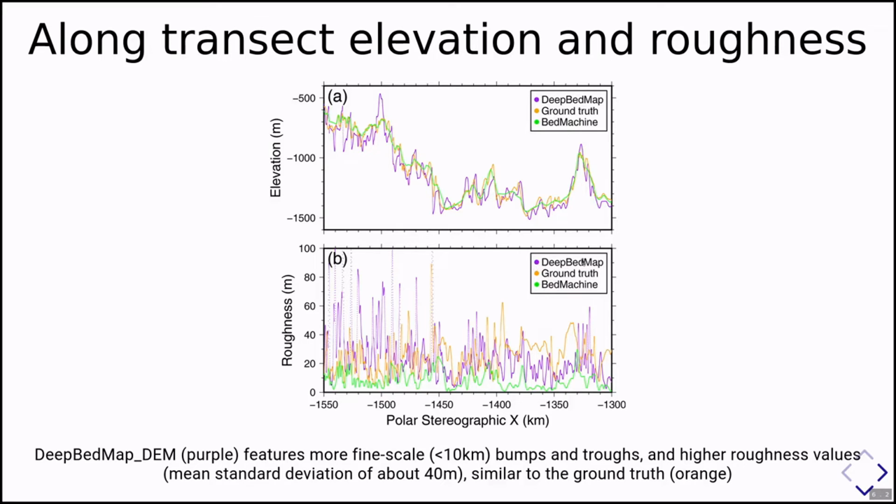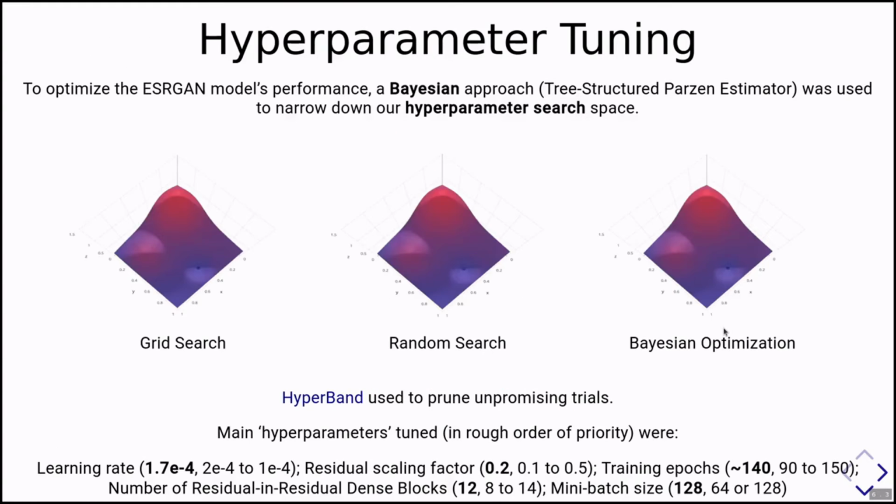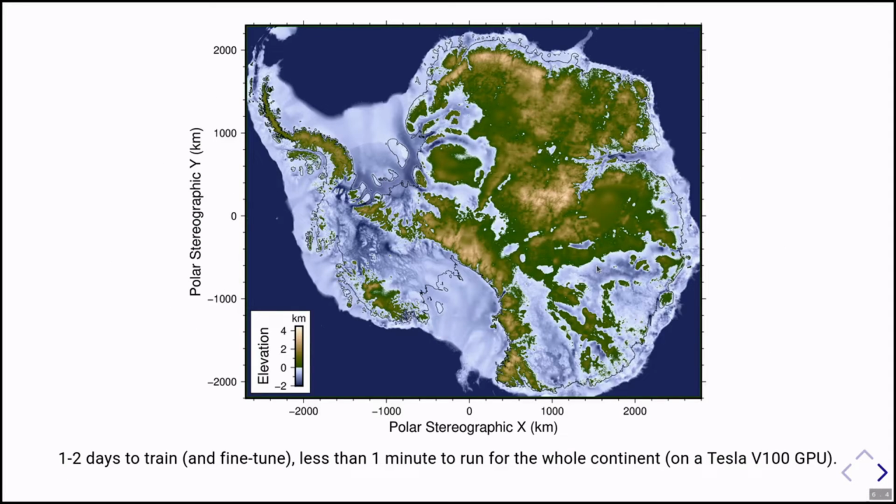Essentially with DeepBedMap in purple, we can recover higher roughness values, which is similar to the ground truth compared to BedMachine. You can read more in the paper. And because GANs are tricky to train, we also use a Bayesian hyperparameter tuning approach. Instead of doing a random search or a grid search, we focus our hyperparameters at the areas where it matters. All of this takes about 1 to 2 days to train, but just 1 minute to run on the test set once it's trained. So it's pretty decent actually.